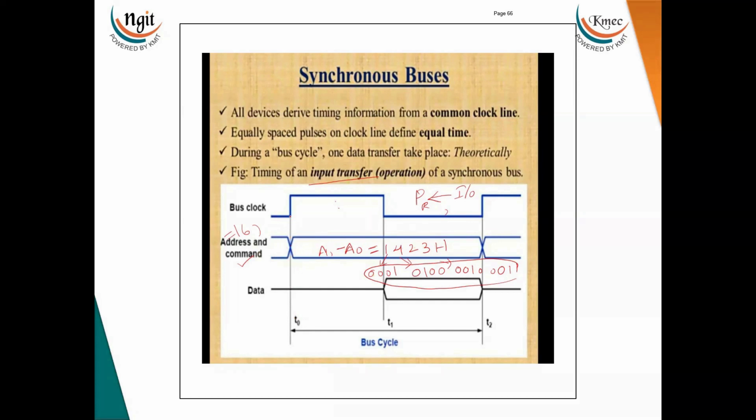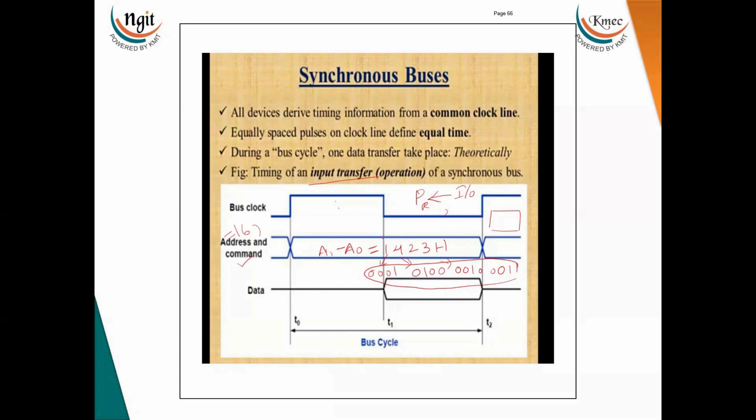Now this is the clock. When the clock is at T0, the address is placed. The master, a processor, is placing the address on the address bus, and at T1 the data is placed on the data bus, and at T2 the processor is strobing the data into the input register of the processor. Now, why is this delay required?